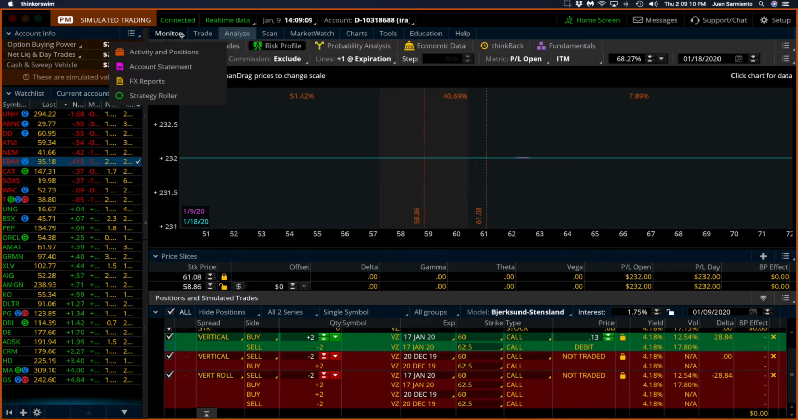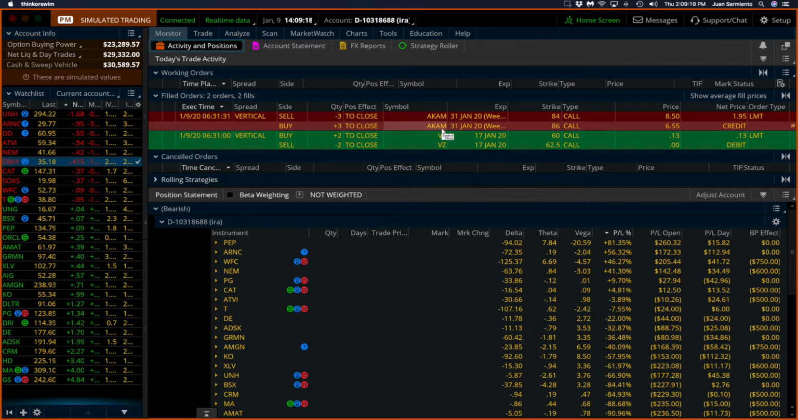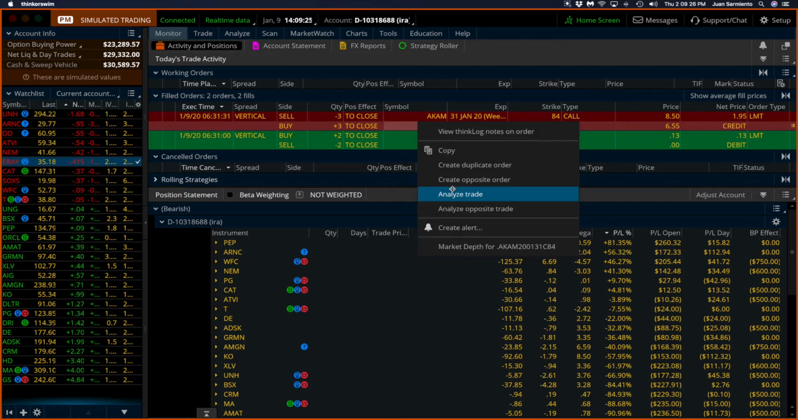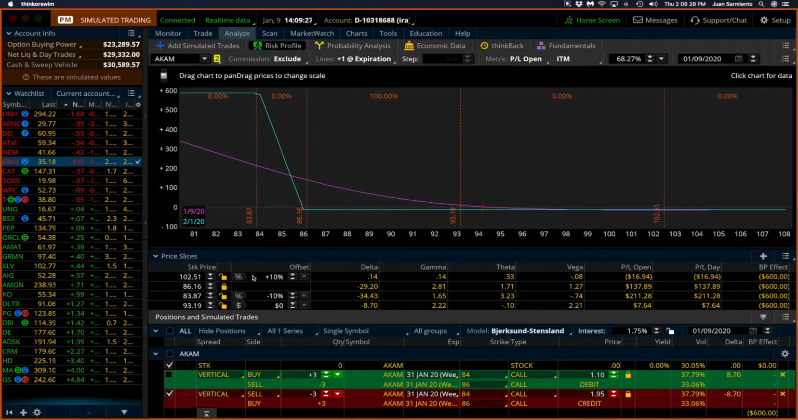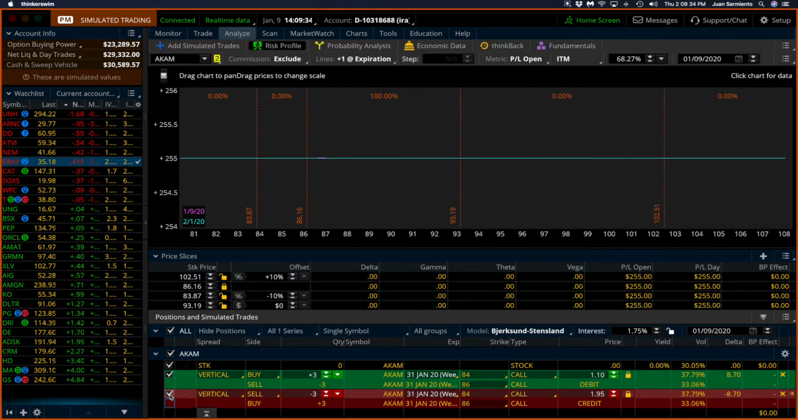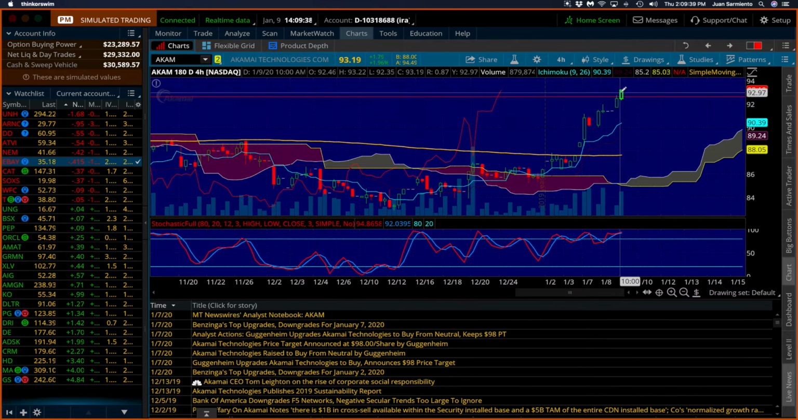The other one that I did close, let's go back to monitor, activity and positions. And here's the Akamai trade. Akamai did quite well today, so we were able to close our trade, which was a bullish trade. Once again, we started with this vertical and we closed it today. Ironically, the stock went up during the day.